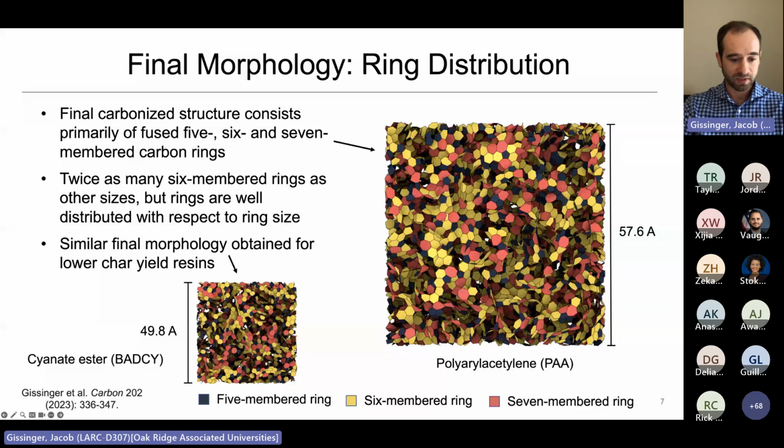On the inset down here is a lower char yield material. Qualitatively, you can see that it looks pretty similar, and quantitatively as well, you get the same ratio between the number of rings in these two materials. So it's a sign that despite different initial chemistries and different char yields, they converge to the same pretty messy glassy carbon structure.